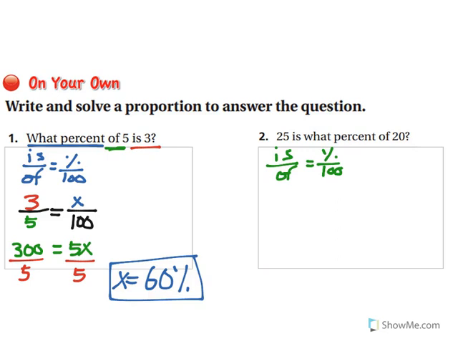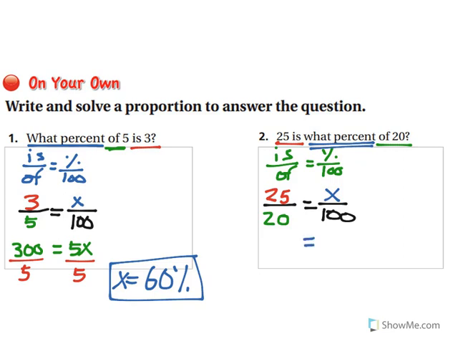So I'm going to go ahead and start plugging in what information I know. I know already that the 100 is 100. Then I see 25 is. So again, for the 25 is, I'm going to put 25 in the is part, so top left. And then I have of 20, so that goes on the bottom. And the unknown is the percent. What percent? So that goes x for the percent.